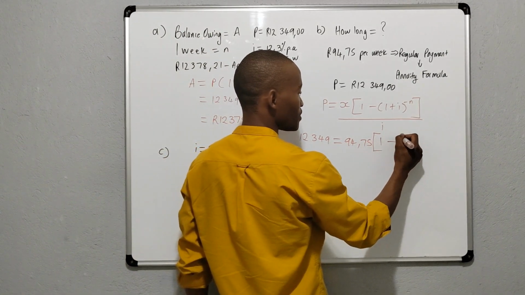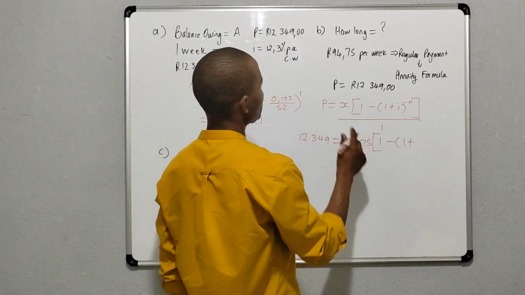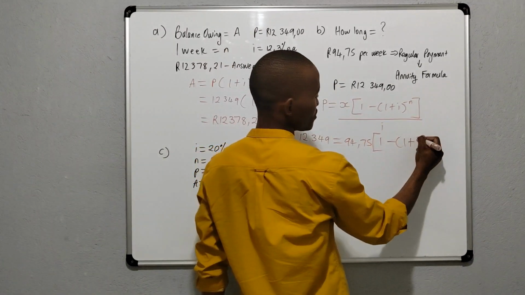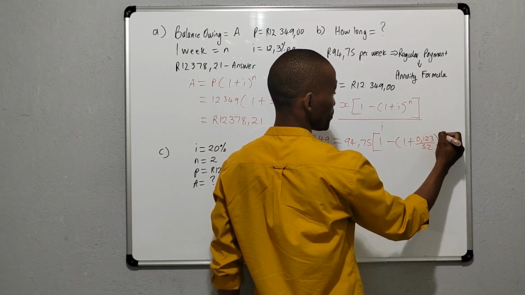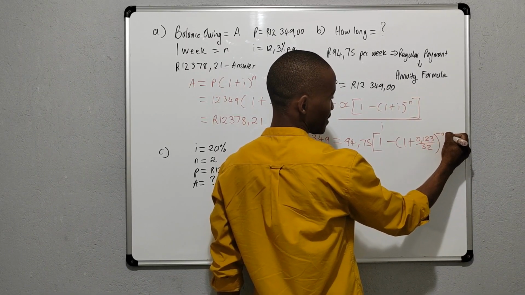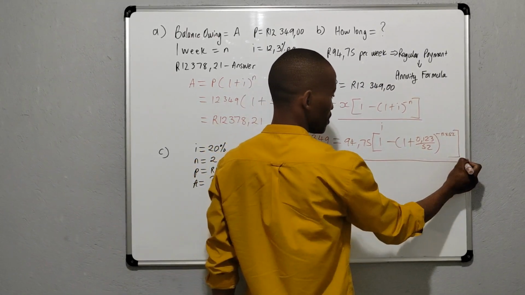Open bracket 1 minus (1 plus, what is the interest rate? Still the same, 0.123 over 52) to the power negative n times 52, okay?